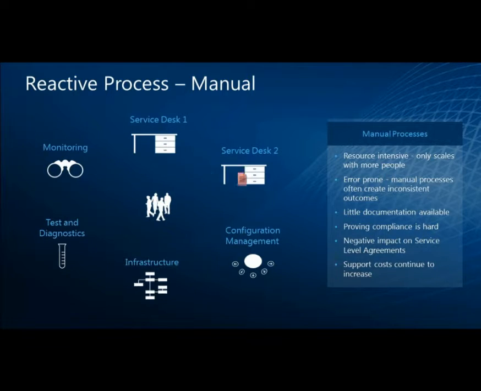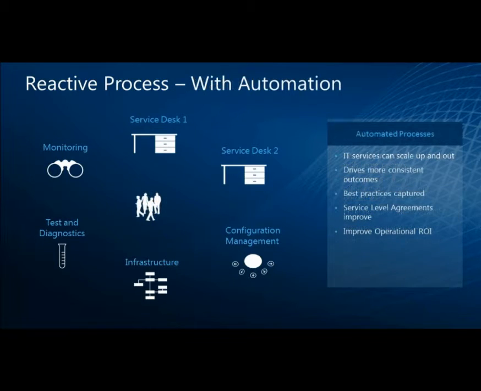We look at things from an automatic standpoint. Manual really is about things don't often follow the same path. They bounce around, they go all over the place, and you can't really guarantee that that's going to happen the same way the next time. Let's bring automation into this. Automation is a really good thing. It helps IT services scale up and scale out. Whether you get one error or you get 100, they are managed and addressed in the same manner. It drives a consistent outcome. It allows you to capture those best practices.